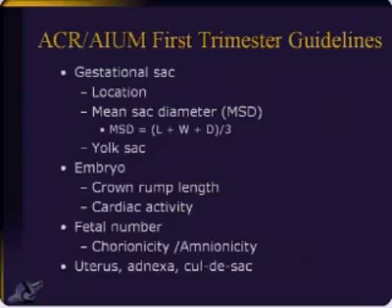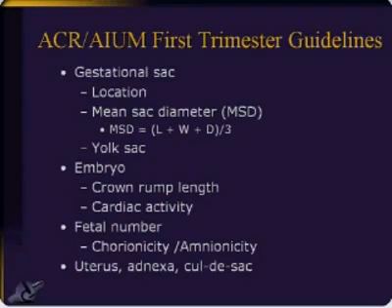Okay, so what are our goals for this talk? What are our goals in the first trimester? I think it's imperative that we always go back and look at what we should be including in our study. And what the ACR and AIUM says we need to document in the first trimester is the gestational sac. Where is it located in the uterus? We need to calculate the mean sac diameter or measure the crown rump length. We need to date the pregnancy.